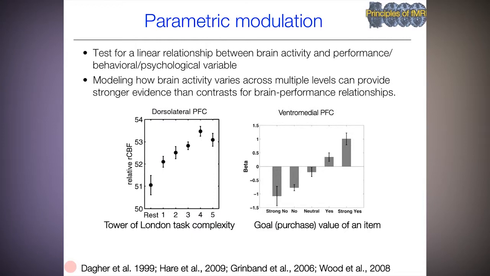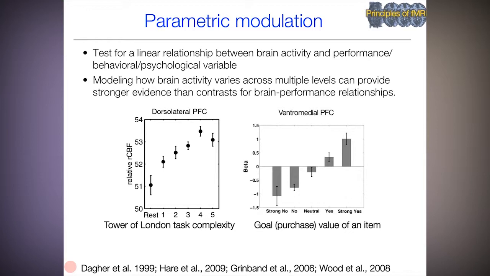So let's look at 2 cases that are some of my older but favorites in the literature. And on the left, what you see is a study from Adrian Owen's group where they're looking at Tower of London task and task complexity. And what you're seeing here is the CBF in the dorsolateral prefrontal cortex increasing across 5 levels of difficulty in that Tower of London task, which is an executive function test.